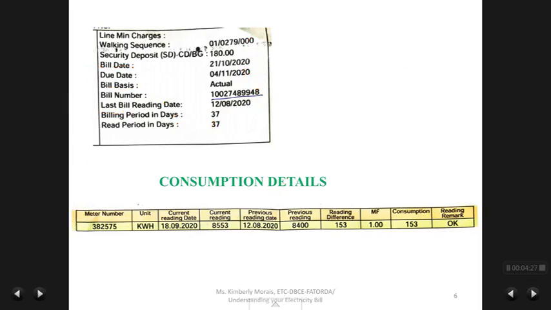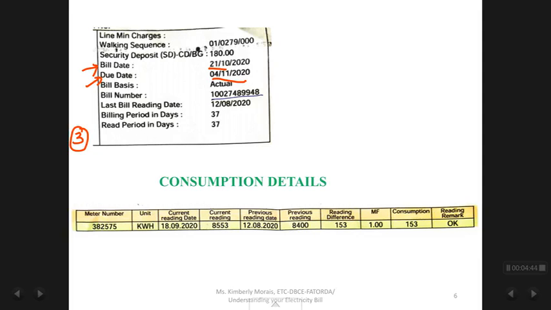Okay, now what is of interest to you? This is my third section. This is the billing date when the bill was generated. You have to pay the bill by this particular date. So the bill was generated on 21st October, to pay it by 4th November.